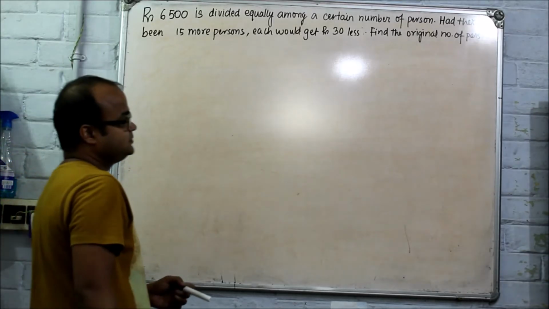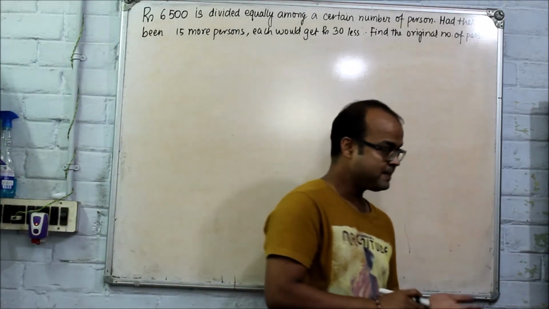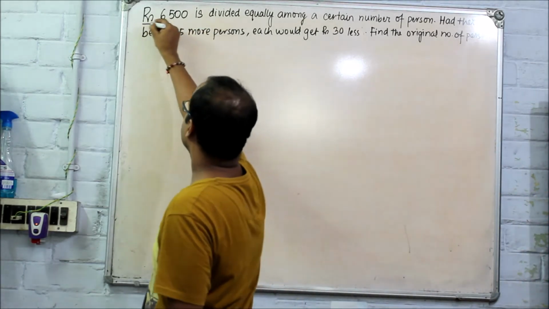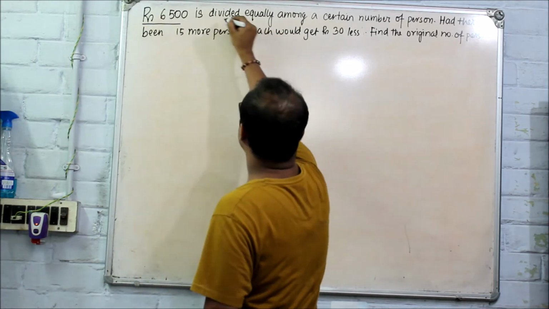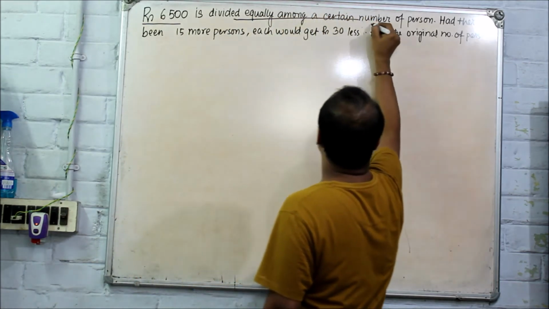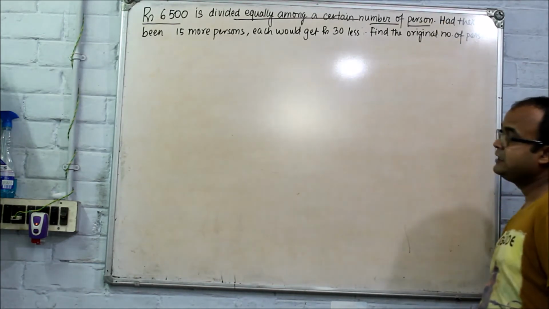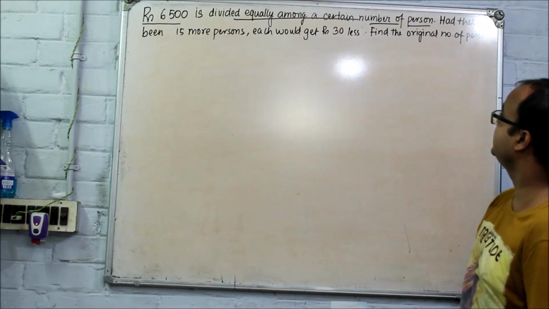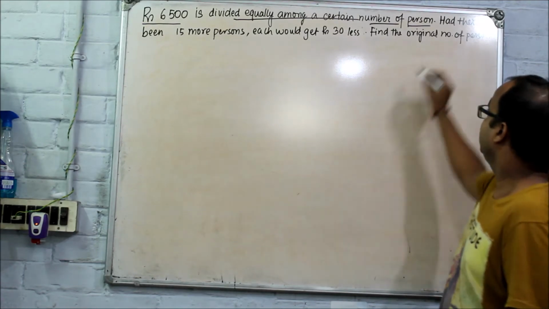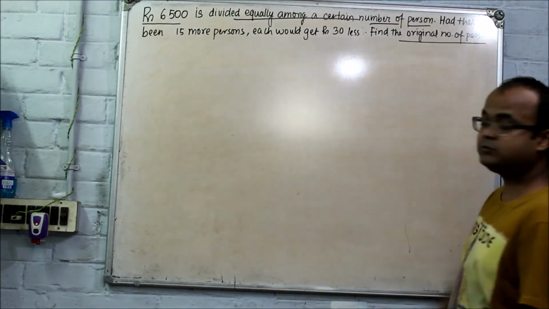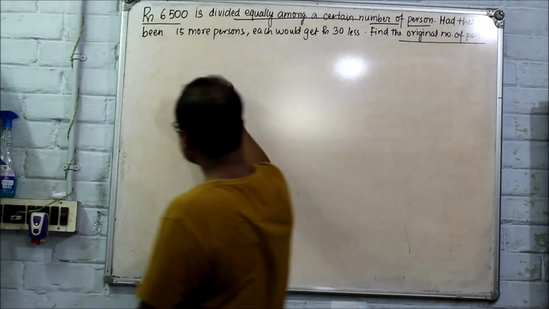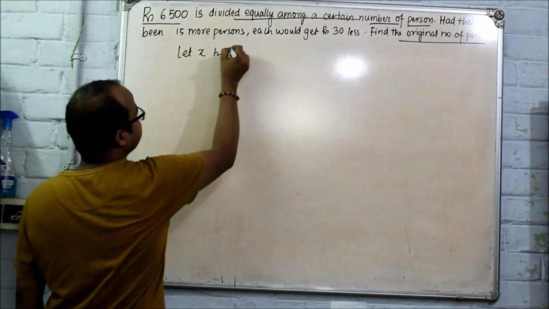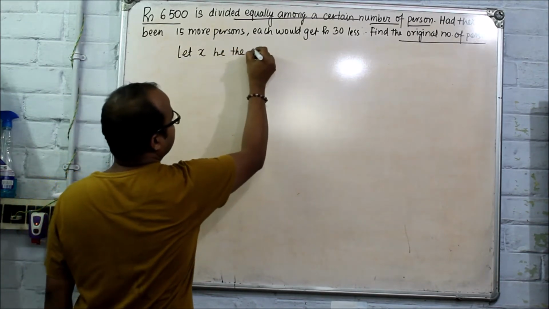Let us discuss another problem. Rupees 6500 is divided equally among a certain number of persons, and we have to find out the original number of persons. So first we write, let x be the original number of persons.